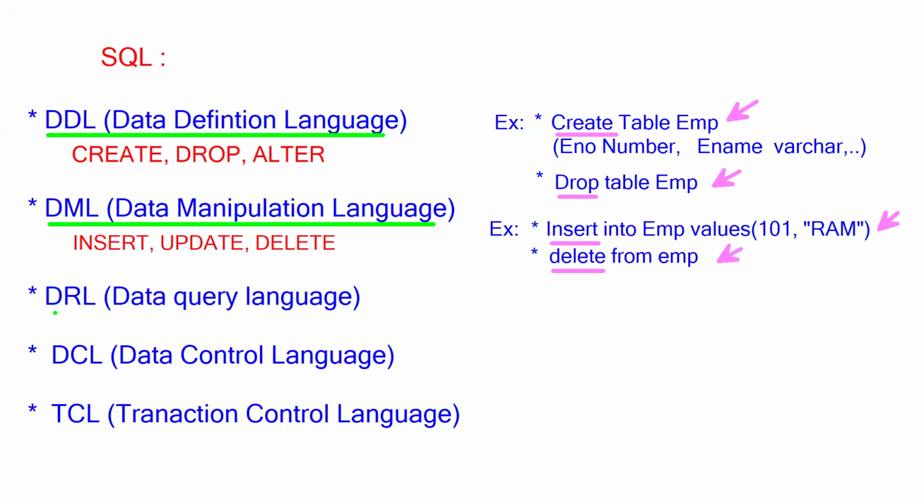Tell me, how about DRL? Data retrieval language, what command do we have? The select command is there. For example, if we do select star from employee table, with this command we can get data. We can fetch data from the employee table.